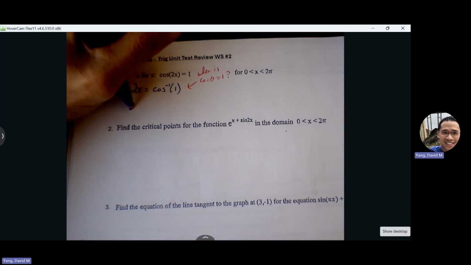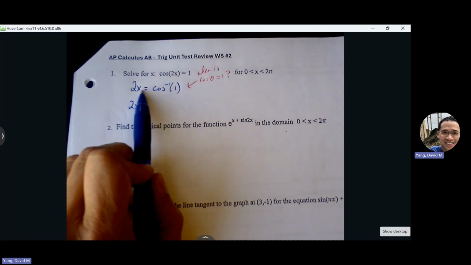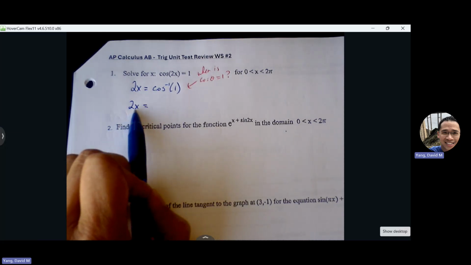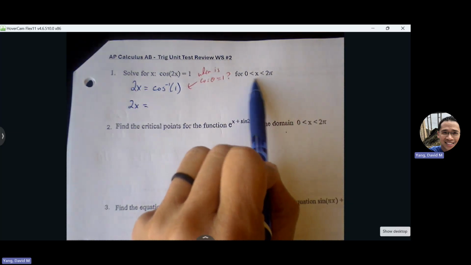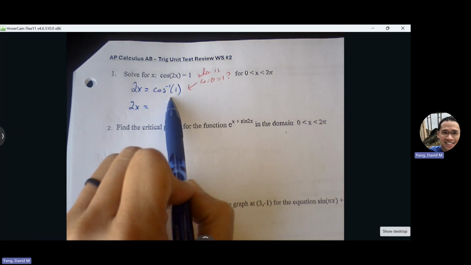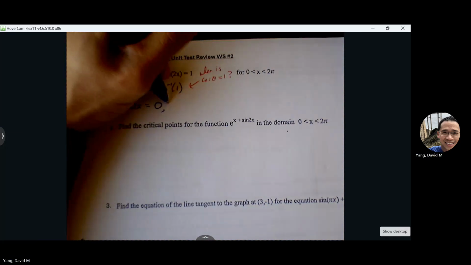So let's see if we can list out some solutions. We may have to go past 2 pi because eventually our solution is going to shrink once we divide by 2. So let's go a little further than we're expecting, and that way we can make sure that we have everything inside the interval. All right, so when is cosine equal to 1? 0. Yep, 0. 2 pi.